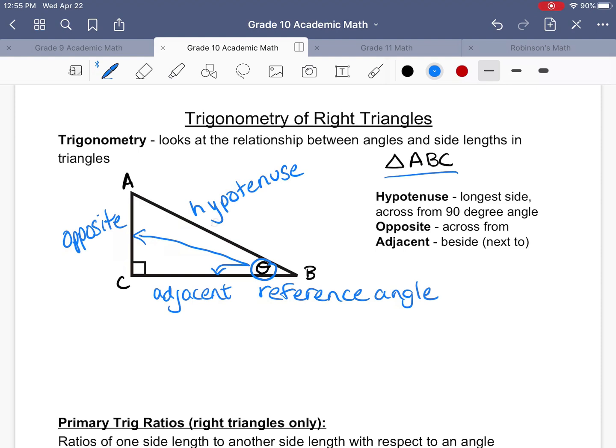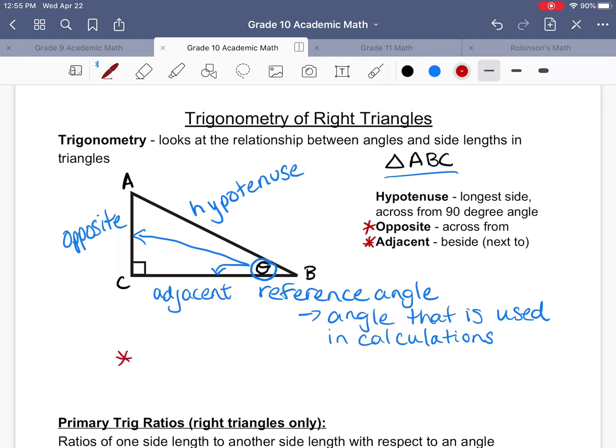And our reference angle is the angle that we will be using when we do calculations. And the opposite and the adjacent, I just said it, but I'm going to write it down here. These are named based on the reference angle.